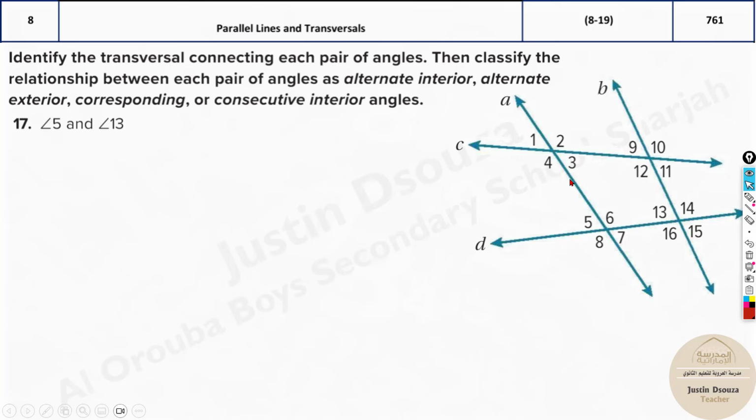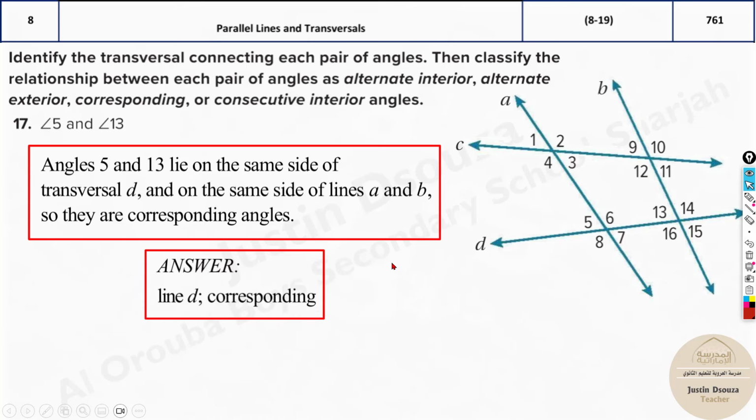And 5 and 13 is, where is 5? This is 5. 13 is over here. They're corresponding, and the transversal is line D, corresponding.